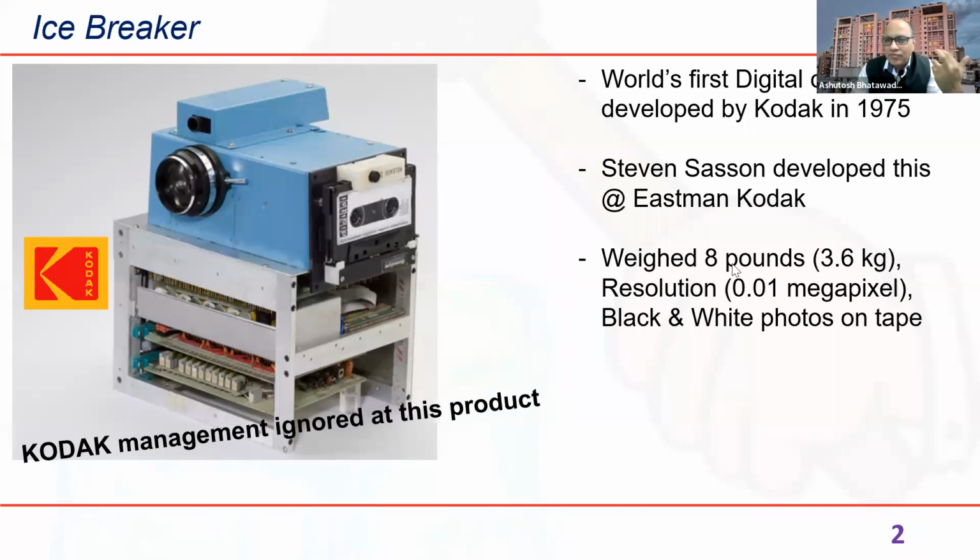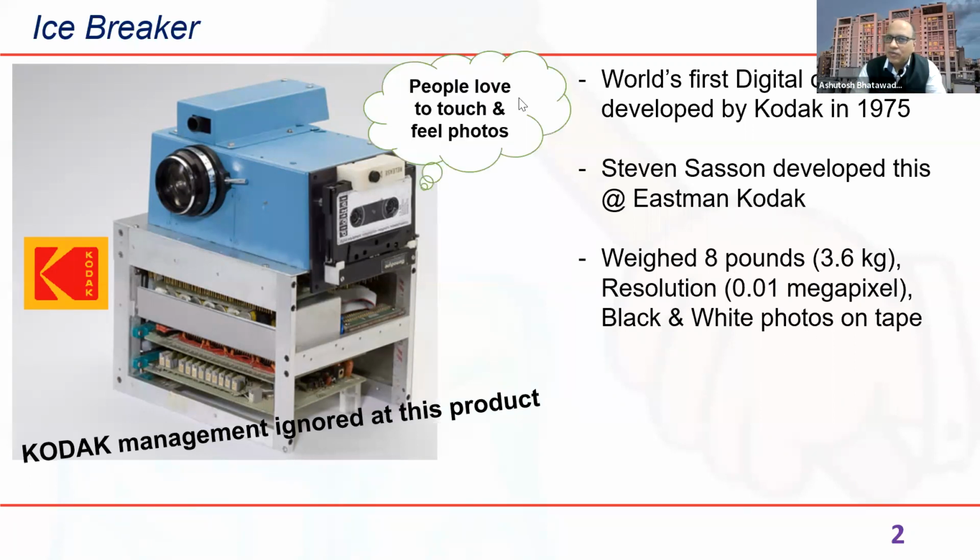Remember, it was an era where for a photograph to come out, there were two major ingredients required. One was the film, the negative film, and the second was the paper on which the photographs were printed. So they said that everyone likes to feel and touch the photographs. No one would like to actually watch a photograph on a television screen.